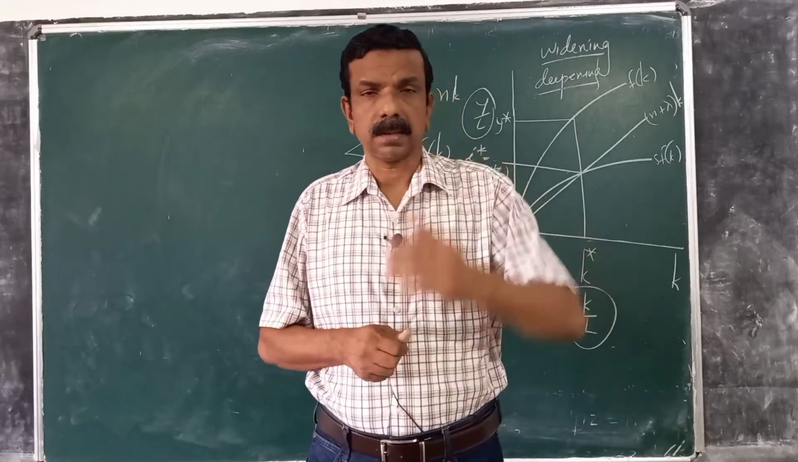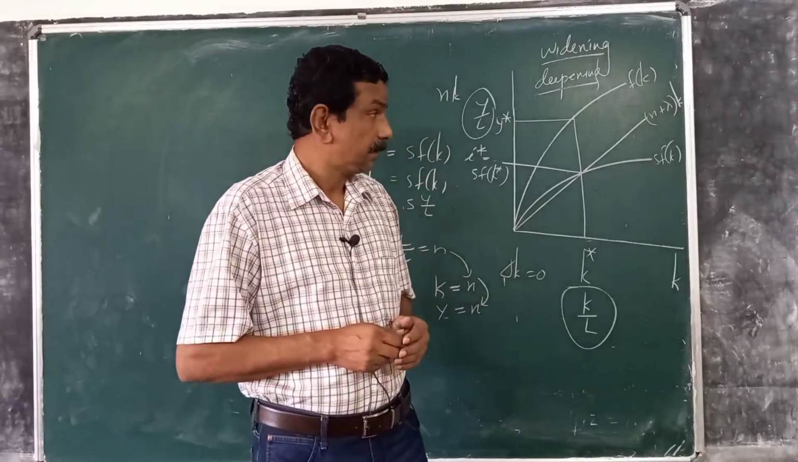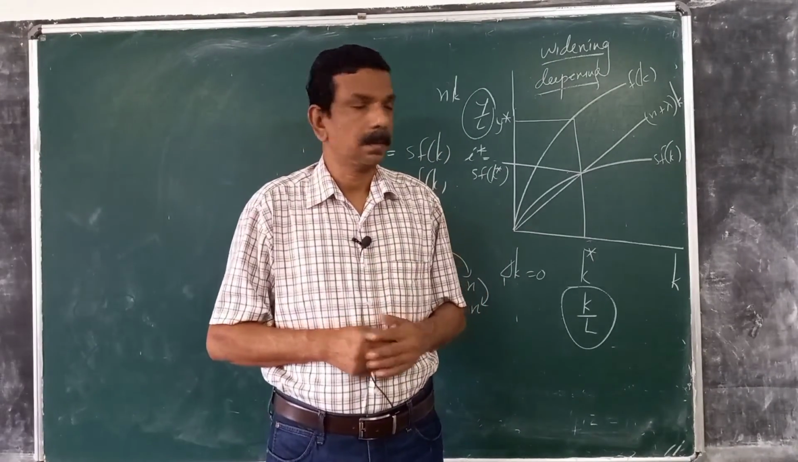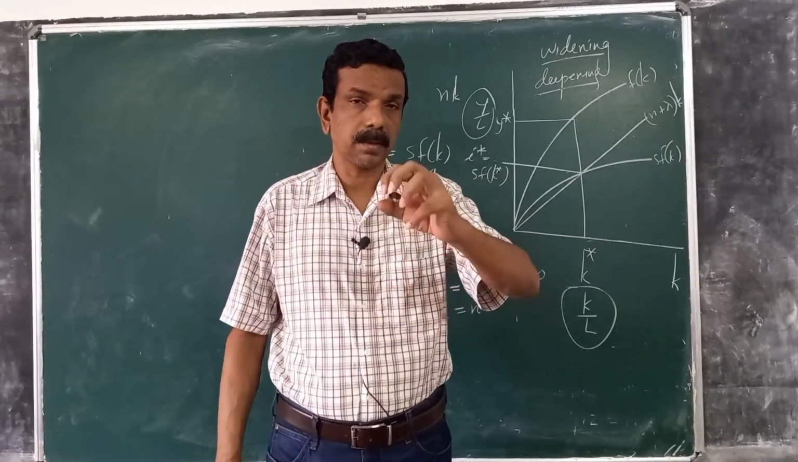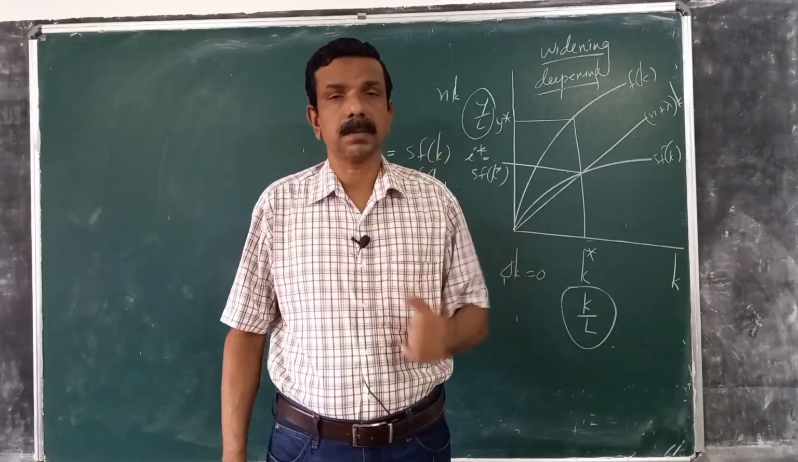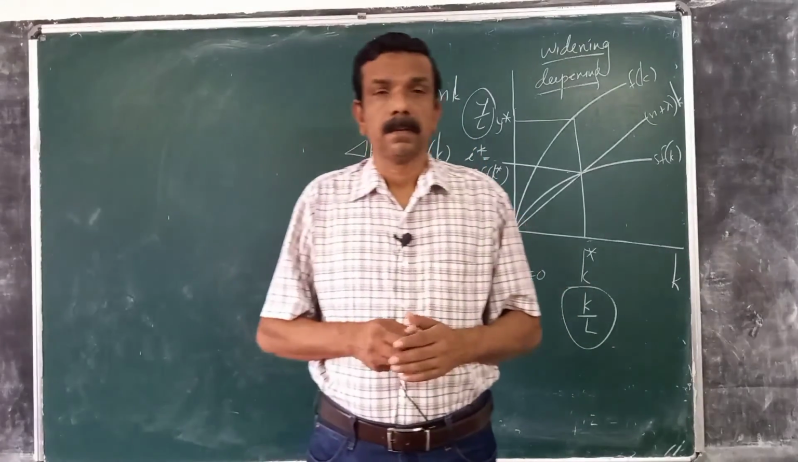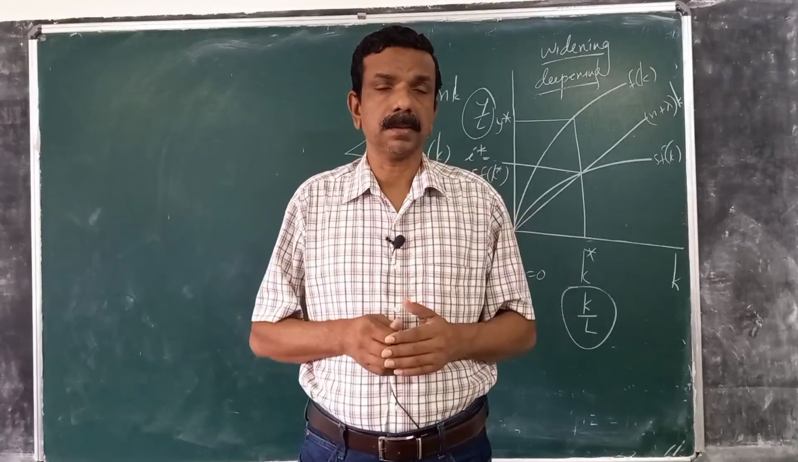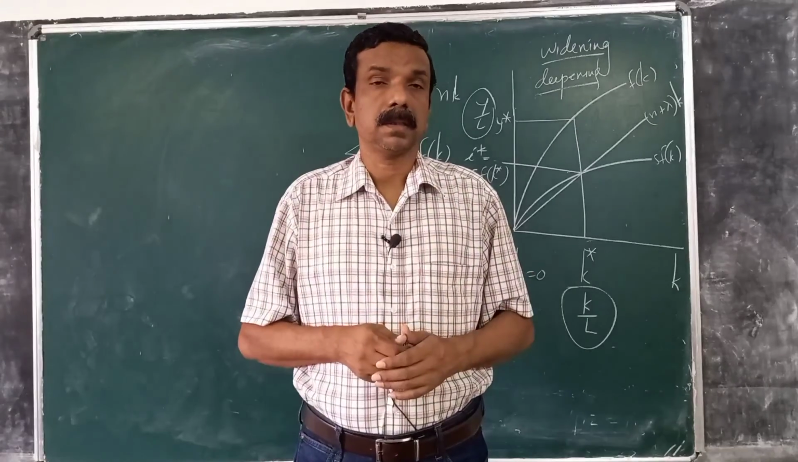Now, in the next session, we will consider what happens if there is an increase in population growth. This is the Solow model with population growth. Now, we have to consider what happens to the steady state if there is an increase in population growth, just as we considered in the previous class what happens if there is an increase in the saving rate.